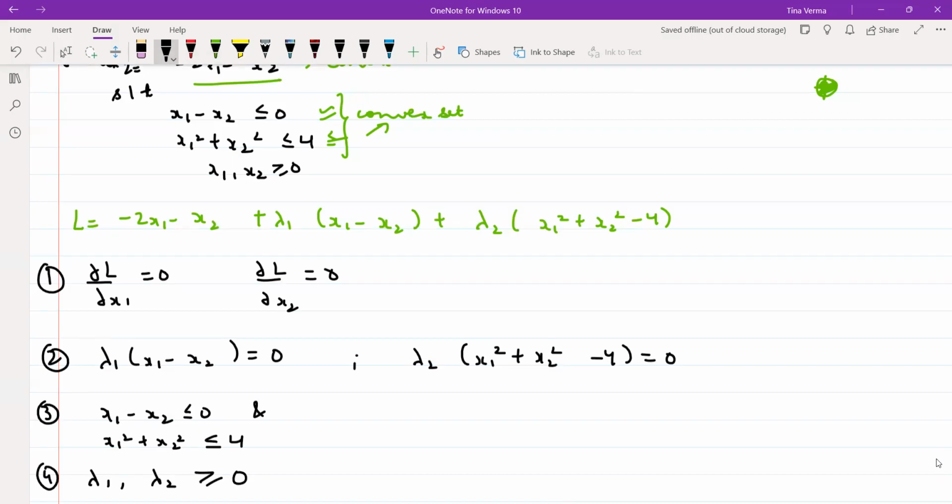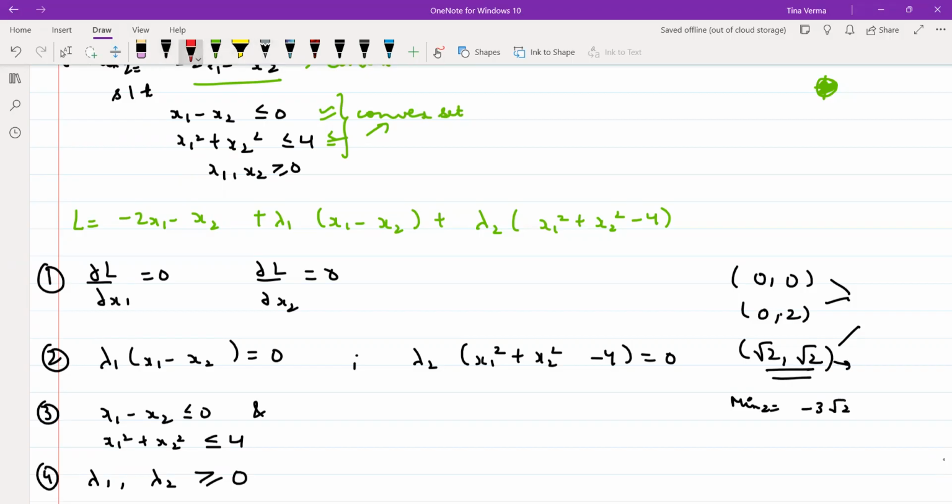So if you solve these conditions, you will get here 3 points for x1 and x2. This will be 0, 0. This is coming out to be root 2, 0 and 2. And this is coming out to be root 2, root 2. So because your function is minimization, you have 3 points. So you can find the value as minimum value is occurring at this value. So that means this is coming out to be minus 3 root 2 and this is my optimal solution. And this is my optimal value.